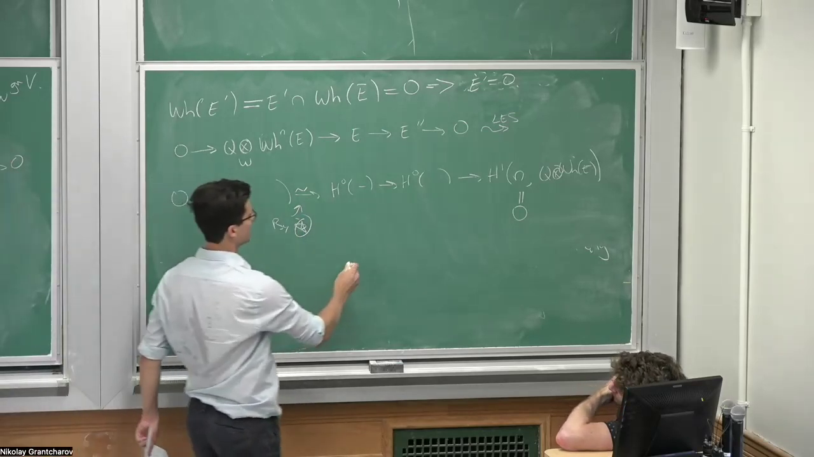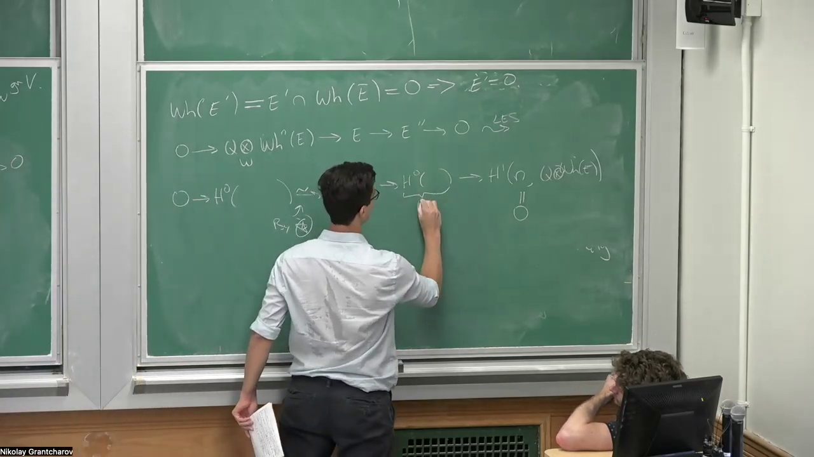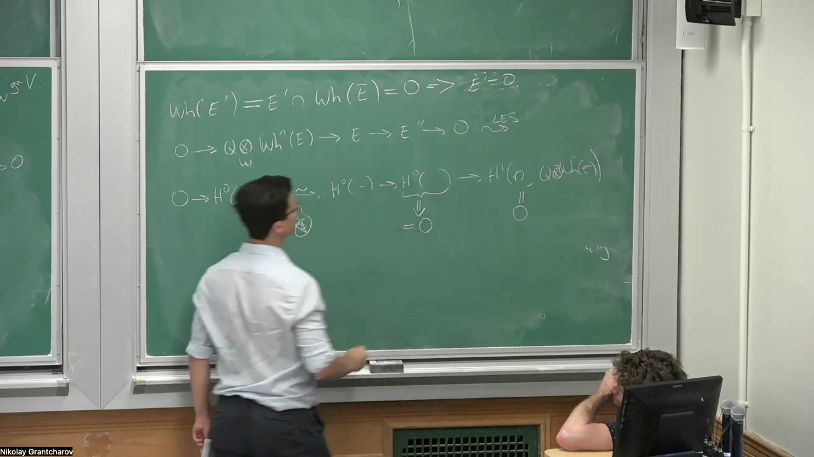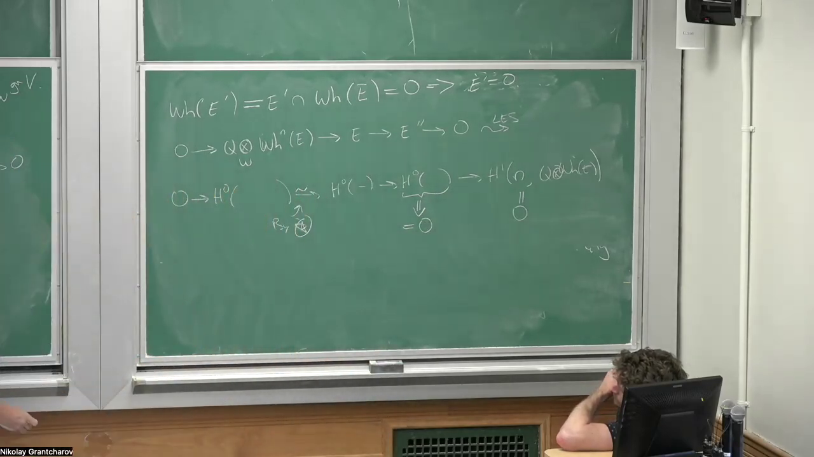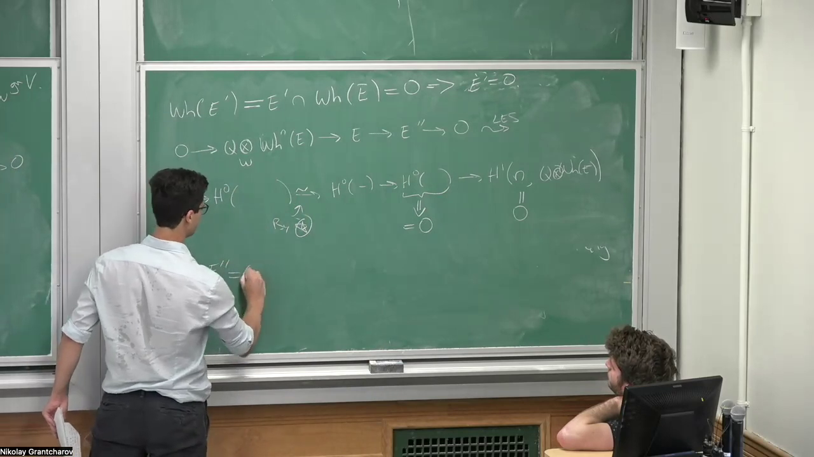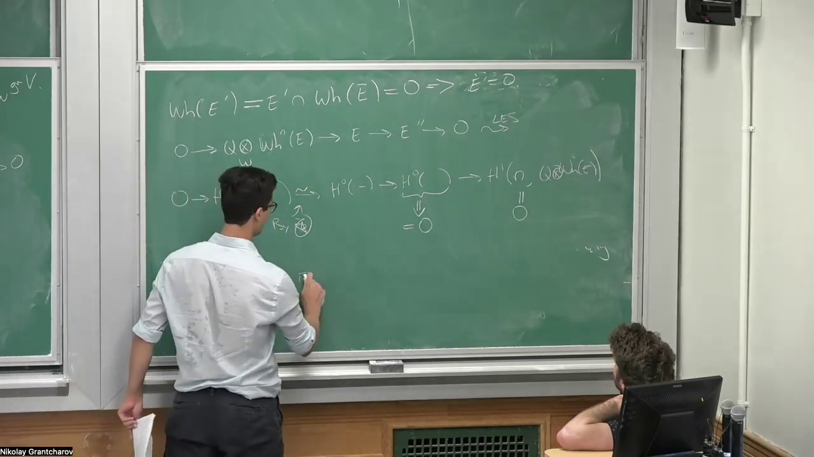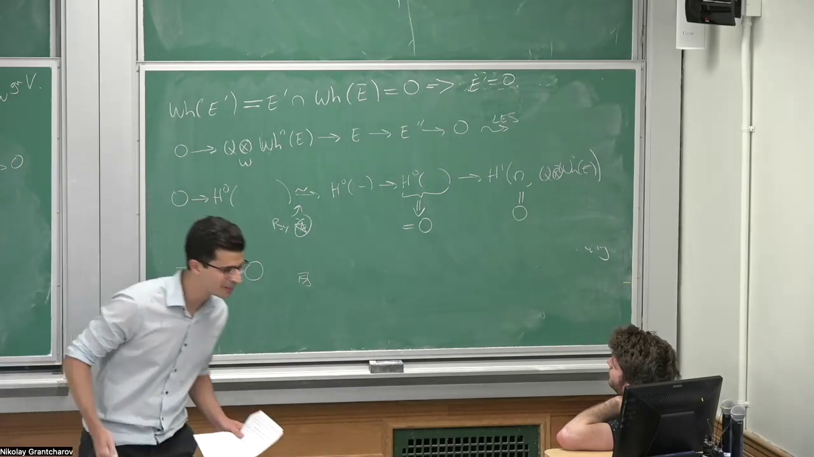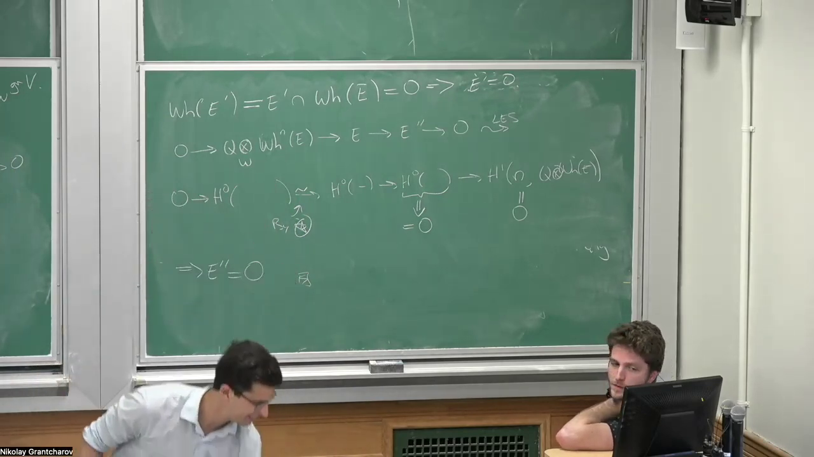And then this implies this equals 0. And then again, if the N-invariants of E double prime is 0, then E double prime is 0 as well. And so that proves Skryabin's theorem.